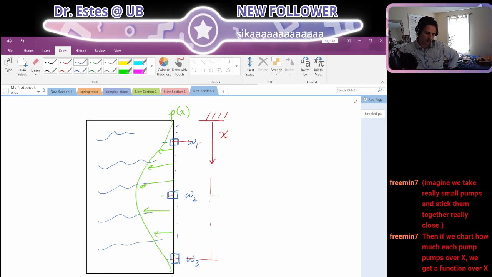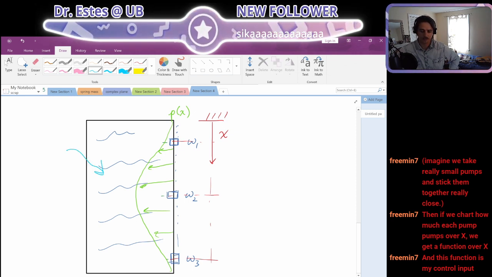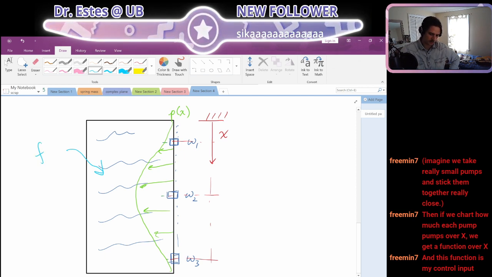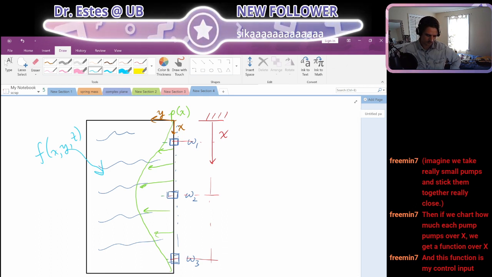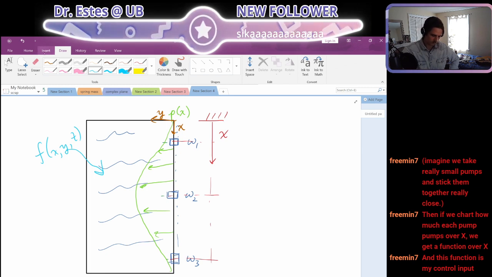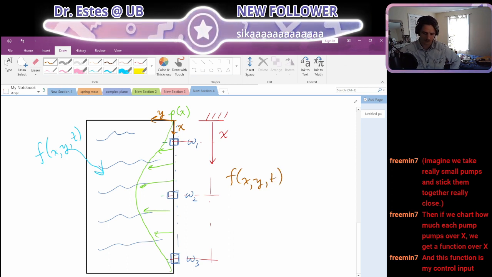So the goal of these pumps is to affect some two-dimensional wave behavior here. We should say that's X, that's Y. So the wave is a function of X, Y, T. And this function is my control input. So you're saying the wave behavior across this two-dimensional space as a function of time is equal to this pressure distribution, also as a function of time.